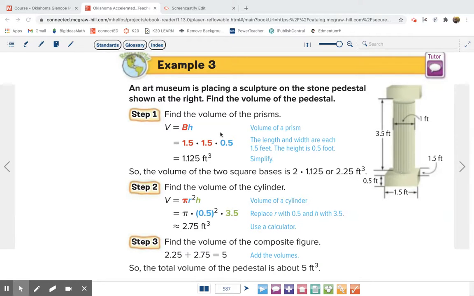The first thing we can do, it doesn't matter which one you start with. Let's do what they did, find the volume of the prism. So looking at this bottom prism, rectangular prism, it's a rectangle, so we know volume is big BH.